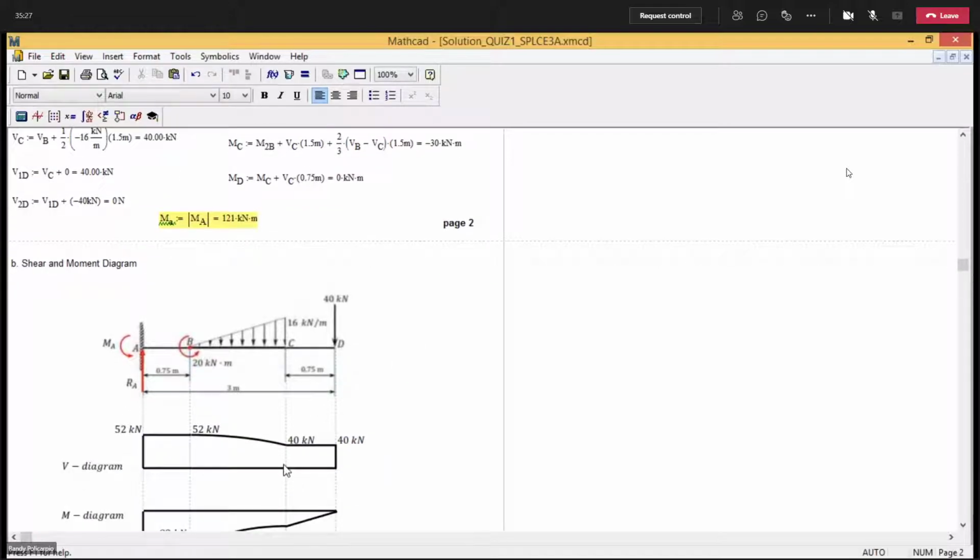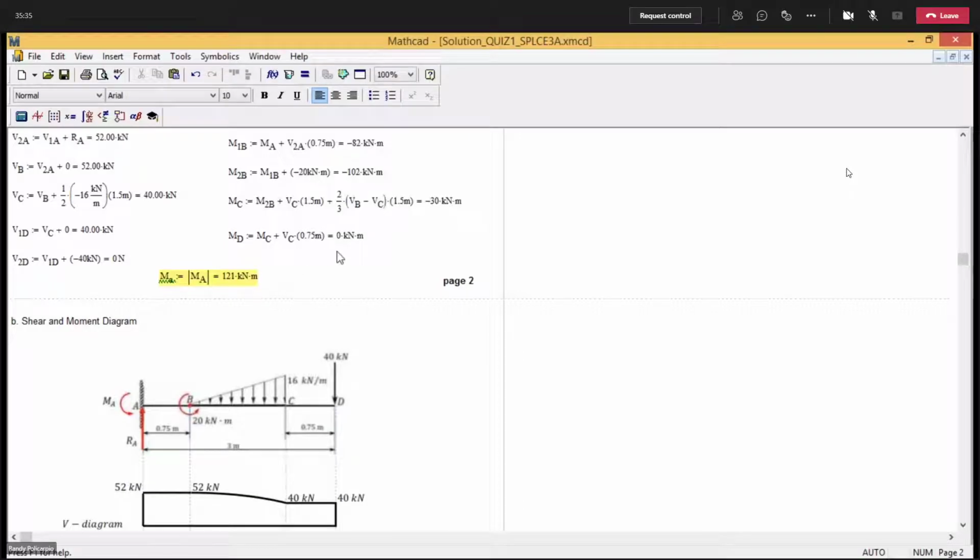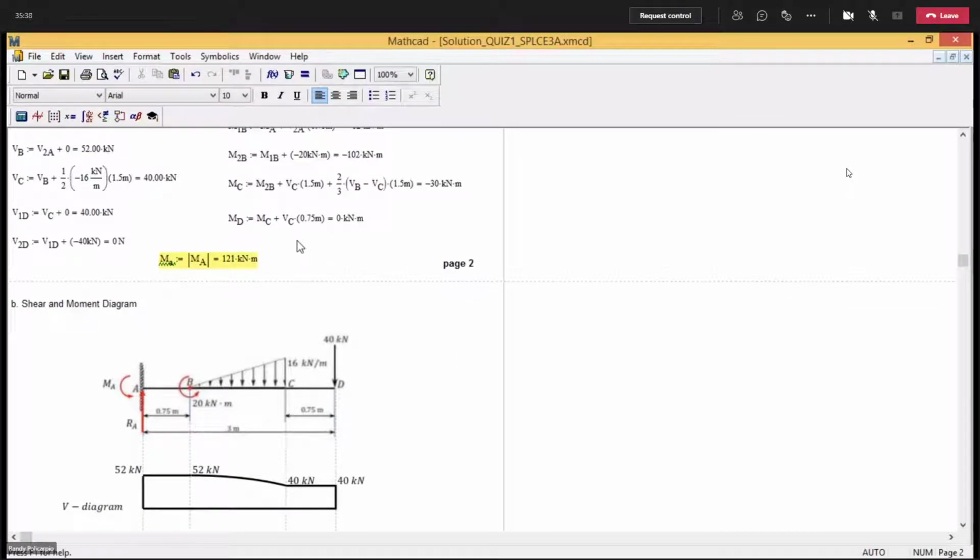Okay? And then the last one, the area here, again a rectangle, so 40 multiplied by 0.75. So the result is 0. So your MD is like a checking, why? Because you have no moment here, so it is automatically 0, so that is correct. So 0.